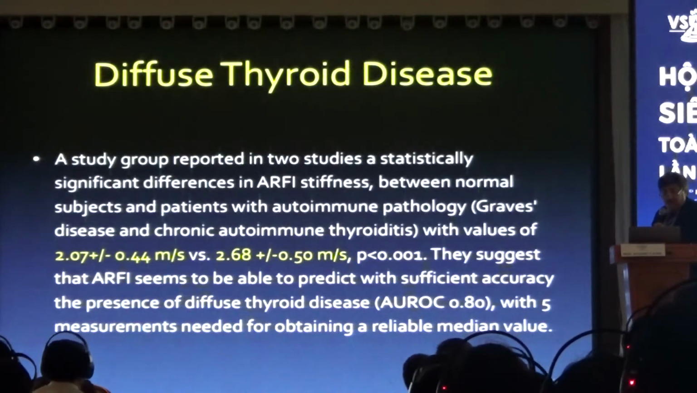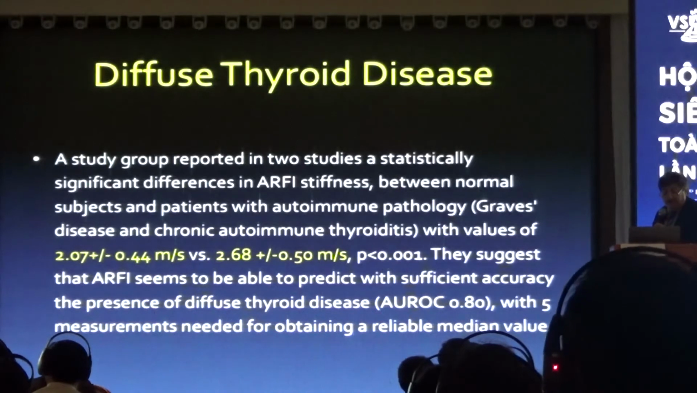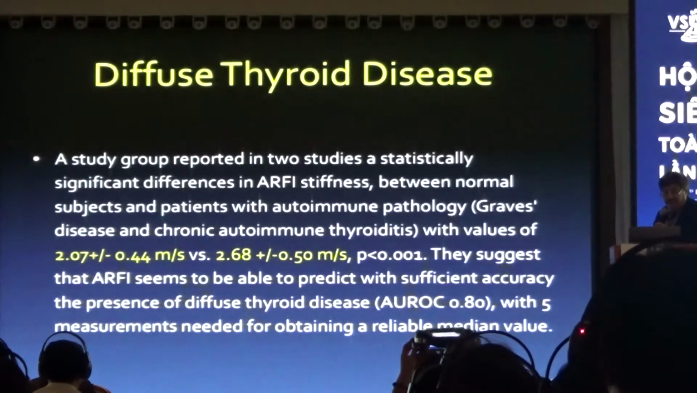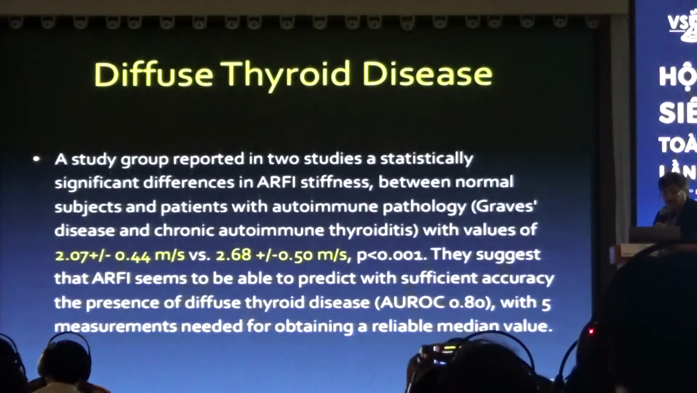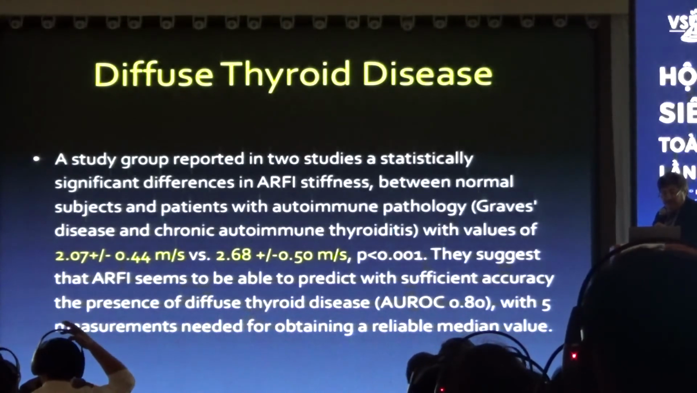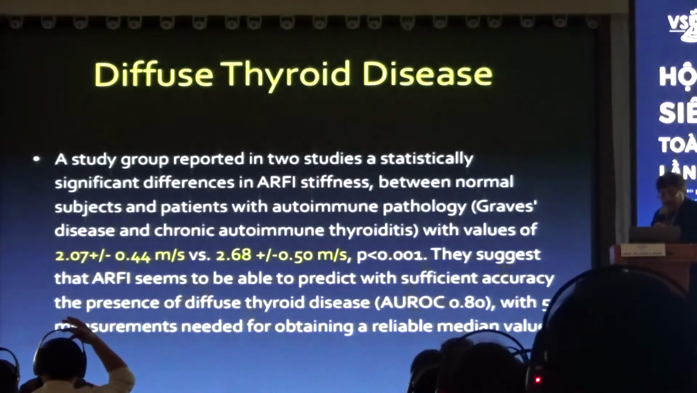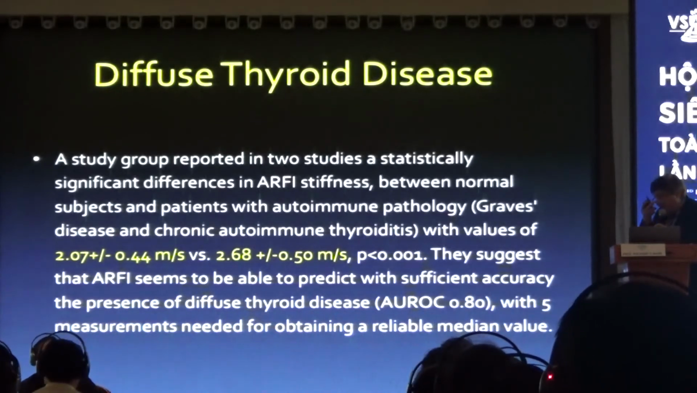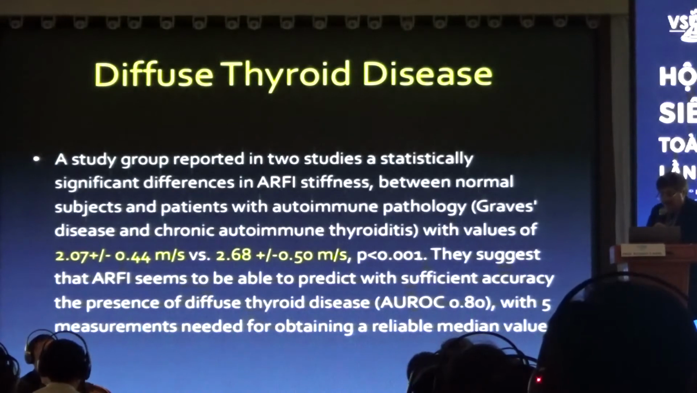In diffuse thyroid disease, a study group reported in two studies statistical differences in RF stiffness between normal subjects and patients with autoimmune pathology, with values of 2.1 and 2.7 and a pretty good p-value, and they suggest that RF seems to be able to predict with sufficient accuracy the presence of diffuse thyroid disease with an area under the curve of 0.8, which is not great but okay. And they used 5 measurements to obtain a median to do that.